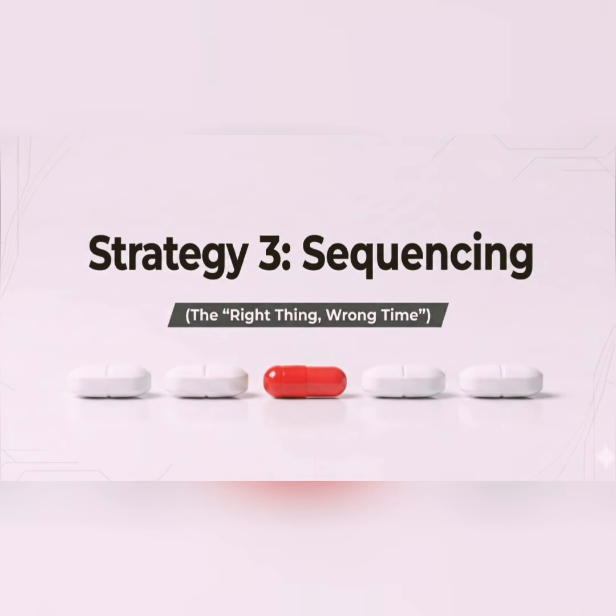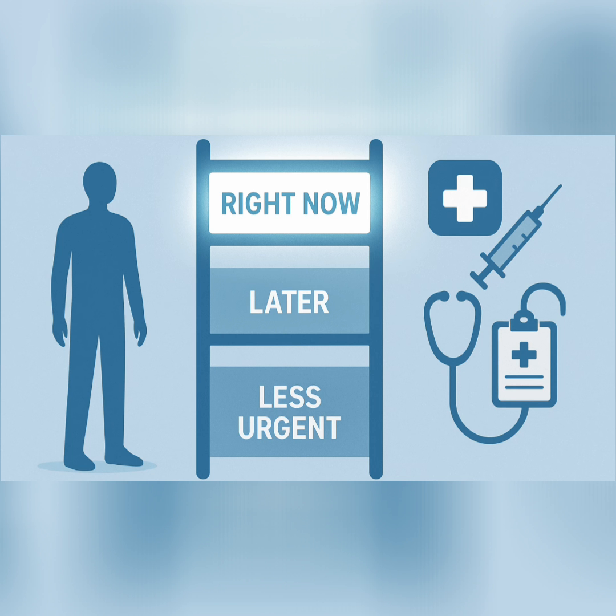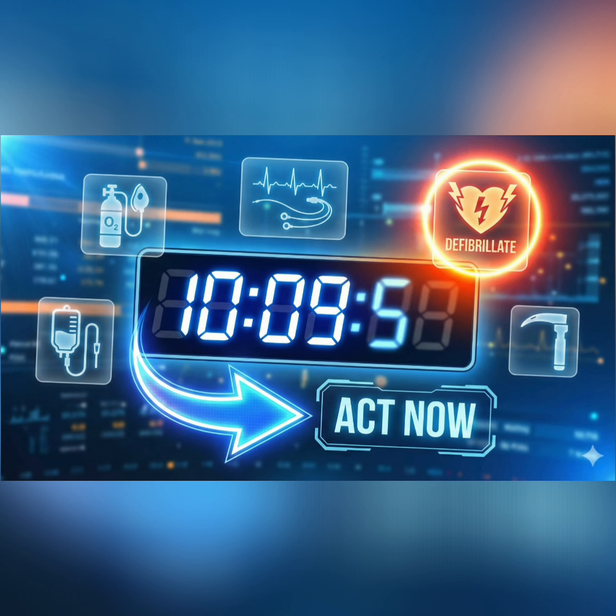Strategy 3. Sequencing. The right thing, wrong time. This is the hardest type of SBA. You will look at the options and think, wait, 3 of these are correct treatments. The key here is sequencing. The examiner isn't asking what helps this patient. They are asking what helps this patient right now. You can eliminate options that are correct treatments but incorrect priorities. Let's test this with a clinical scenario.